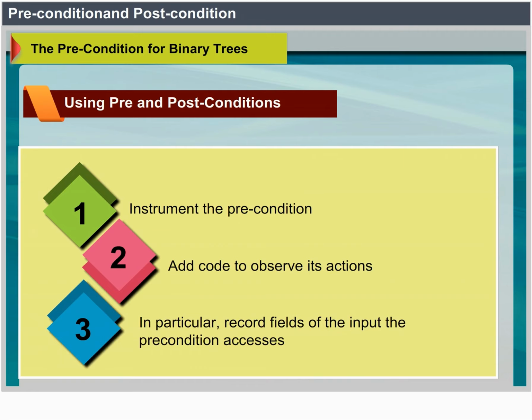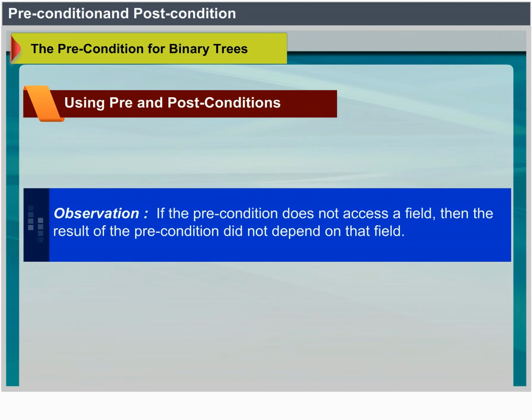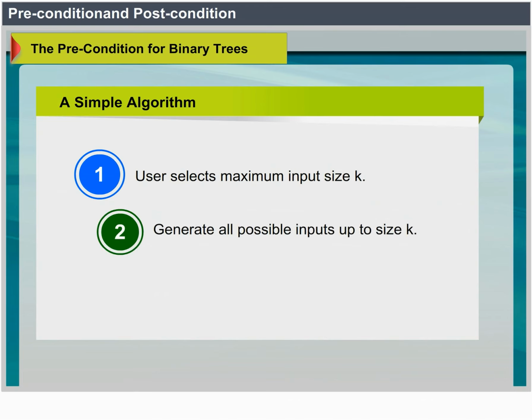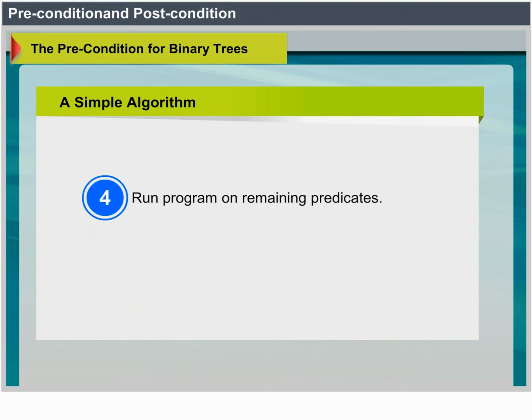Observation: if the precondition does not access a field, then the result of the precondition did not depend on that field. A simple algorithm: the user selects a maximum input size k, generate all possible inputs up to size k. Discard inputs where the precondition is false, run the program on the remaining inputs. Check the results using the postcondition.